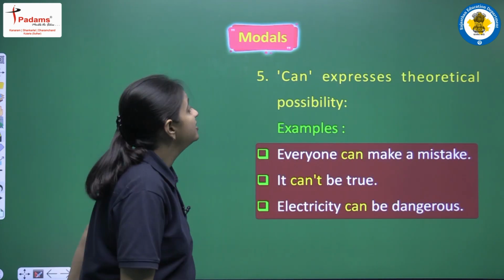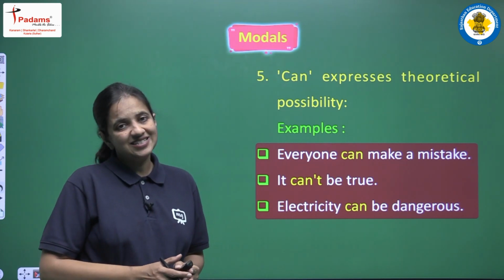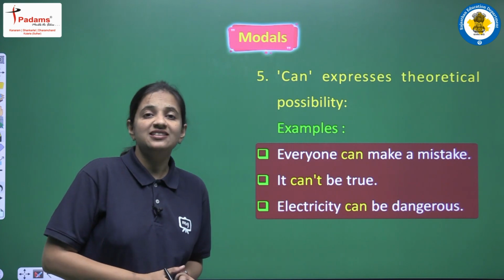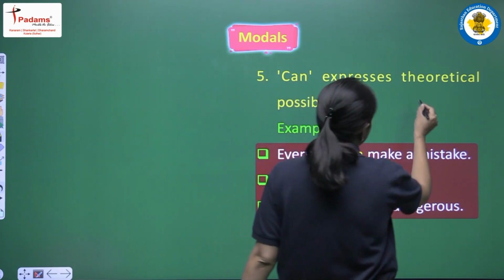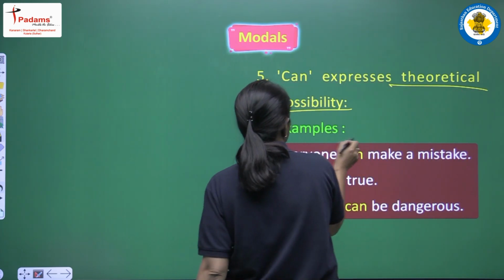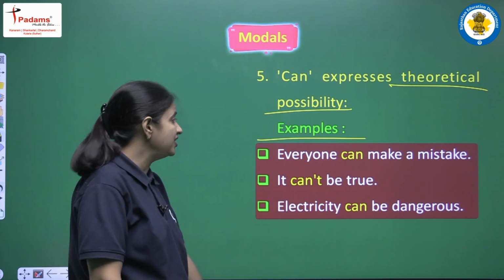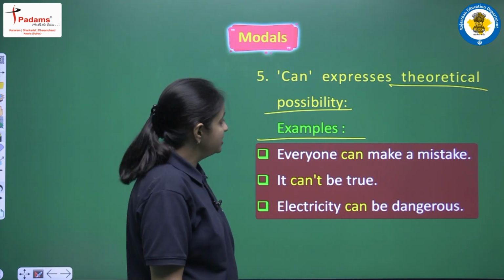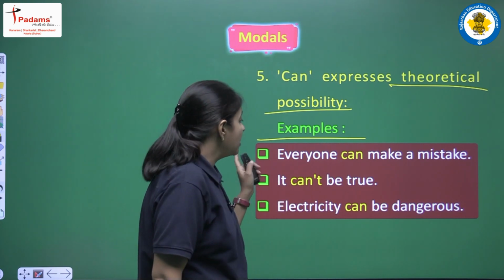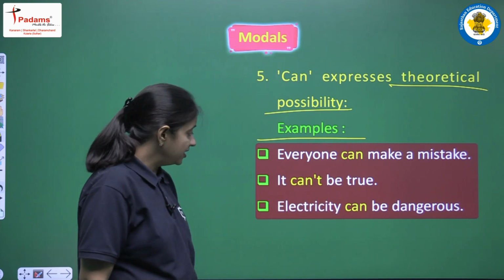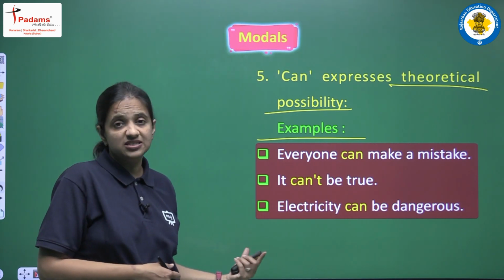So let's read. Can expresses theoretical possibility. So again, this is a use of can: this modal is used to express theoretical possibility. So what does it mean? Again we have examples to clear this up. Let's read. Everyone can make a mistake. The second sentence is, it can't be true, and the next is, electricity can be dangerous. So these are all possibilities, right?